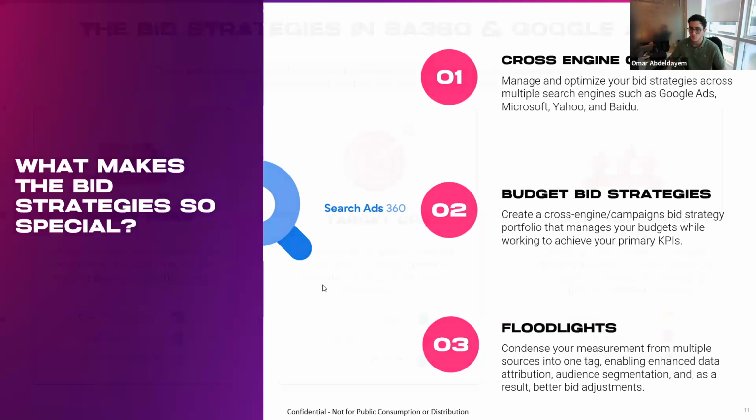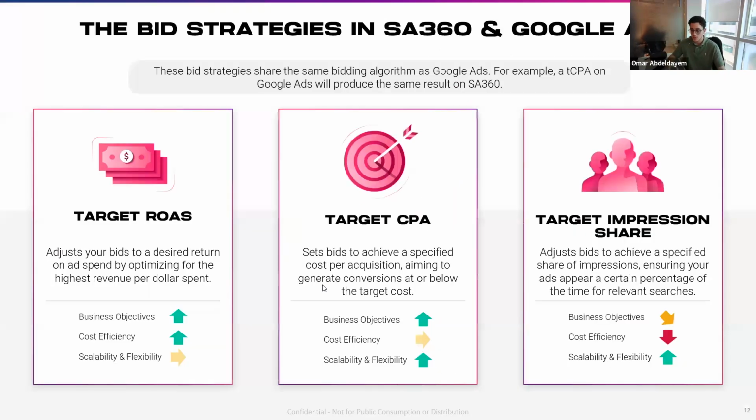So then, covering the actual bid strategies that we have. These three bid strategies I currently have on the screen are ones that share the same bidding algorithm exactly as the ones available on Google Ads. So just as an example, any one of these bid strategies will perform exactly the same on Google Ads as they do on Search Ads 360.